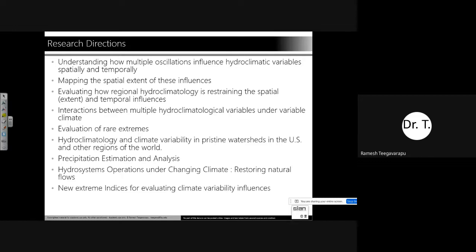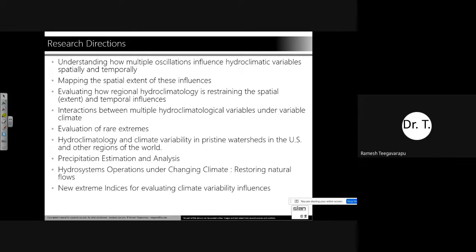Understand how multiple oscillations influence hydroclimatic variables. For example, in the Indian context, you can look into ENSO and IOD and how they play in trying to confine some of the rainfall patterns in different parts of India, mapping the spatial extent of these influences, and how regional hydroclimatology is restraining the spatial extent and temporal influences. Evaluation of rare extremes: if you have some point data sets, you can look into that. Of course, precipitation estimation and analysis.